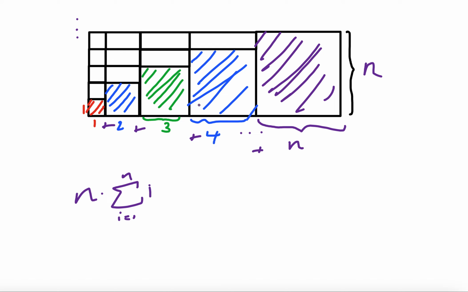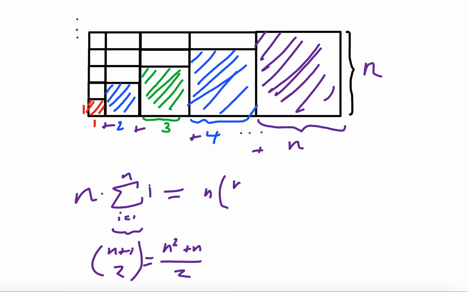Which, as you can tell from the previous video on the sum of the first n natural numbers in 3 ways, is equal to n plus 1 choose 2. That's the same thing as saying n squared plus n over 2, or n times quantity n plus 1 over 2. So the total area is going to be equal to n times n plus 1 choose 2. That's what we have here. That's the total area.